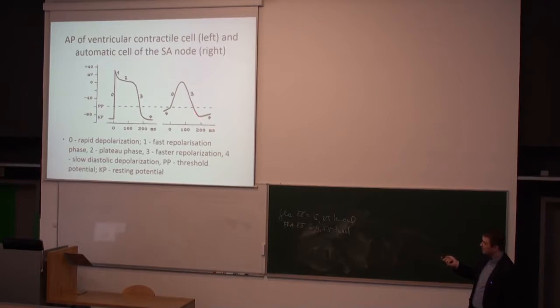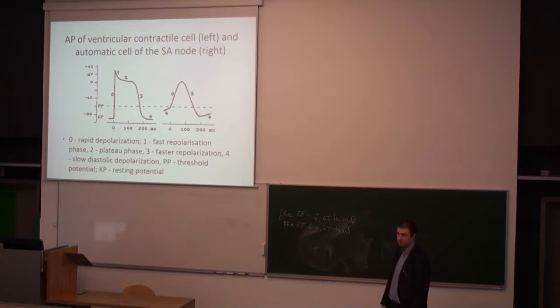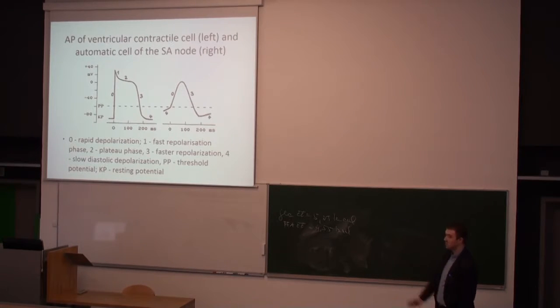After this minimal point, you will have the spontaneous depolarization. Then you will reach the prepotential, the threshold potential. Then you have the quick depolarization phase by the calcium voltage-gated channels. And then after the peak, you have the repolarization. And this you will do, for example, 70 times per minute. So do you understand it?